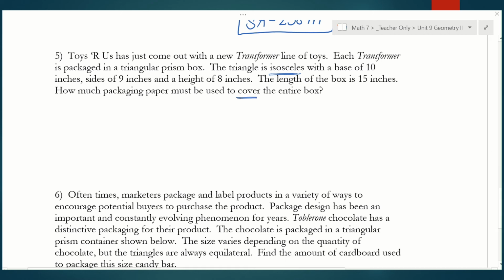Okay, so if we weren't working through surface area notes right now, you would have to realize that when it says cover, we're talking area. And since this is a triangular prism, meaning it's three-dimensional, they're talking about surface area and not just regular area. Okay, so a couple things to think about there. So what I would recommend is drawing a picture of this box. Okay, so I'm going to draw my triangular prism here. I'm going to just kind of go like this.